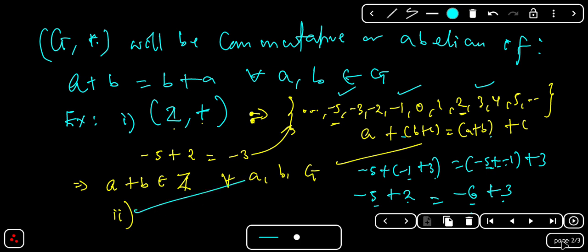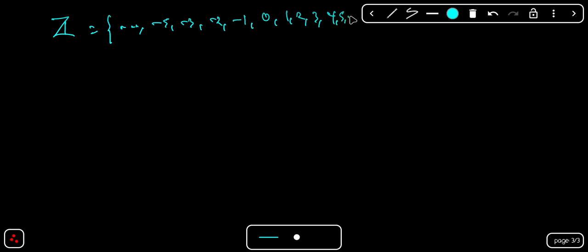The third property, let's check if it's going to hold. That is, there must be an existence of what? Of an identity element. Don't forget to say Z is equal to dot dot dot, -5, -3, -2, -1, 0, 1, 2, 3, 4, 5 and so on. Now let's check for the identity element from this set of integers. What is the number that if you add it, you still get the same number? That is 0.